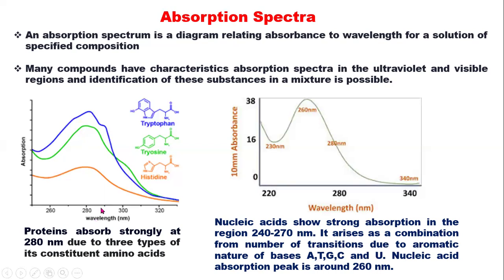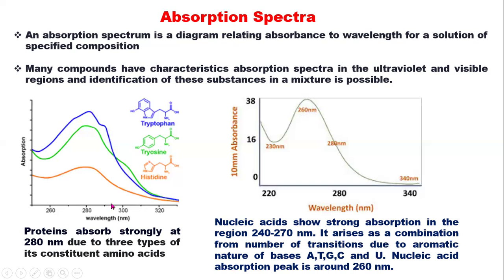Look at the peak for tryptophan, look at the peak for tyrosine, and look at the peak for histidine. Also, we have nucleic acids, which absorb basically in a region between 240 and 270 nanometers, but the absorption peak, the region where nucleic acid absorbs light maximally, is at 260 nanometers.